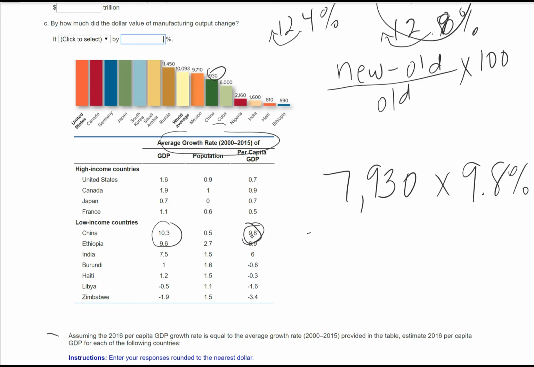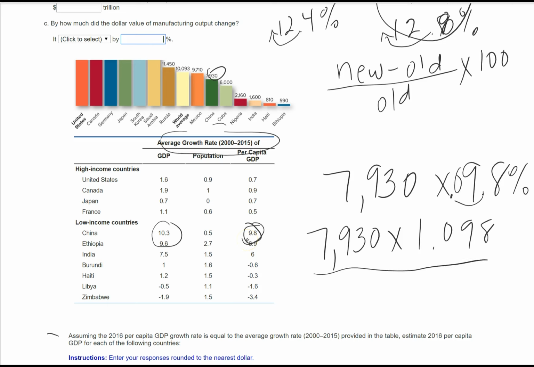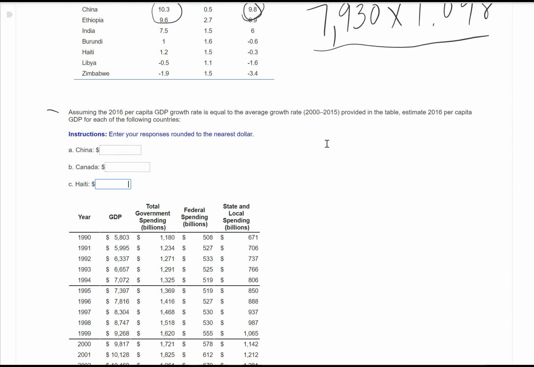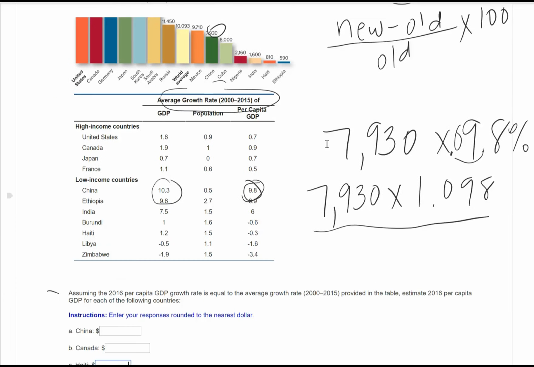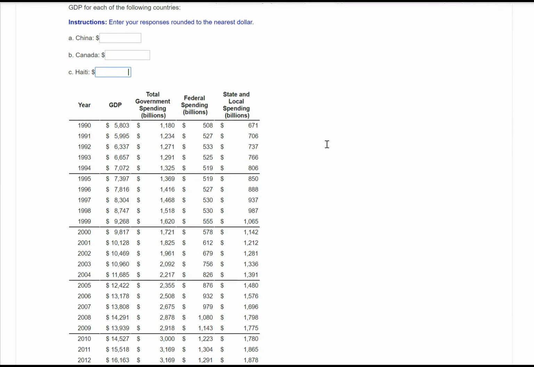Now, that's a process you can go through. I find a much easier way to do this would be to go 7,930 times 1.098. Basically, I'm taking the 100% of it, adding that 0.098. We'd move that decimal over to multiply that. And if you do this, you're going to get that same result. That's making a two-step process a one-step process. And you would do the same for the other countries that are listed there.